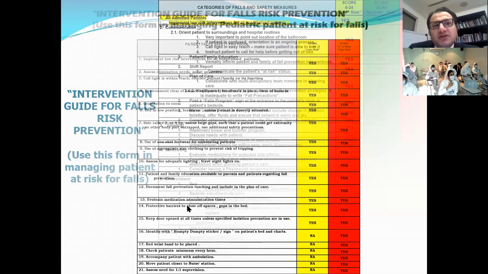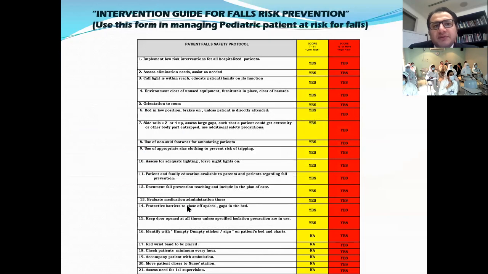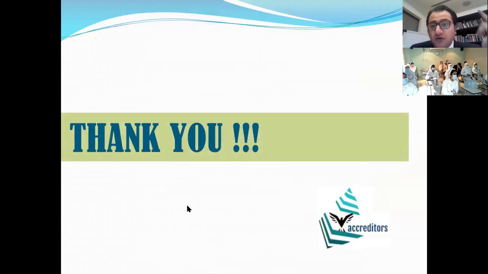This is the interventional guide for risk prevention. Use this form to manage pediatric cases. So this is for Humpty Dumpty, the pediatric. The first one was for the adult patient. Thank you very much. We're done with the lecture.